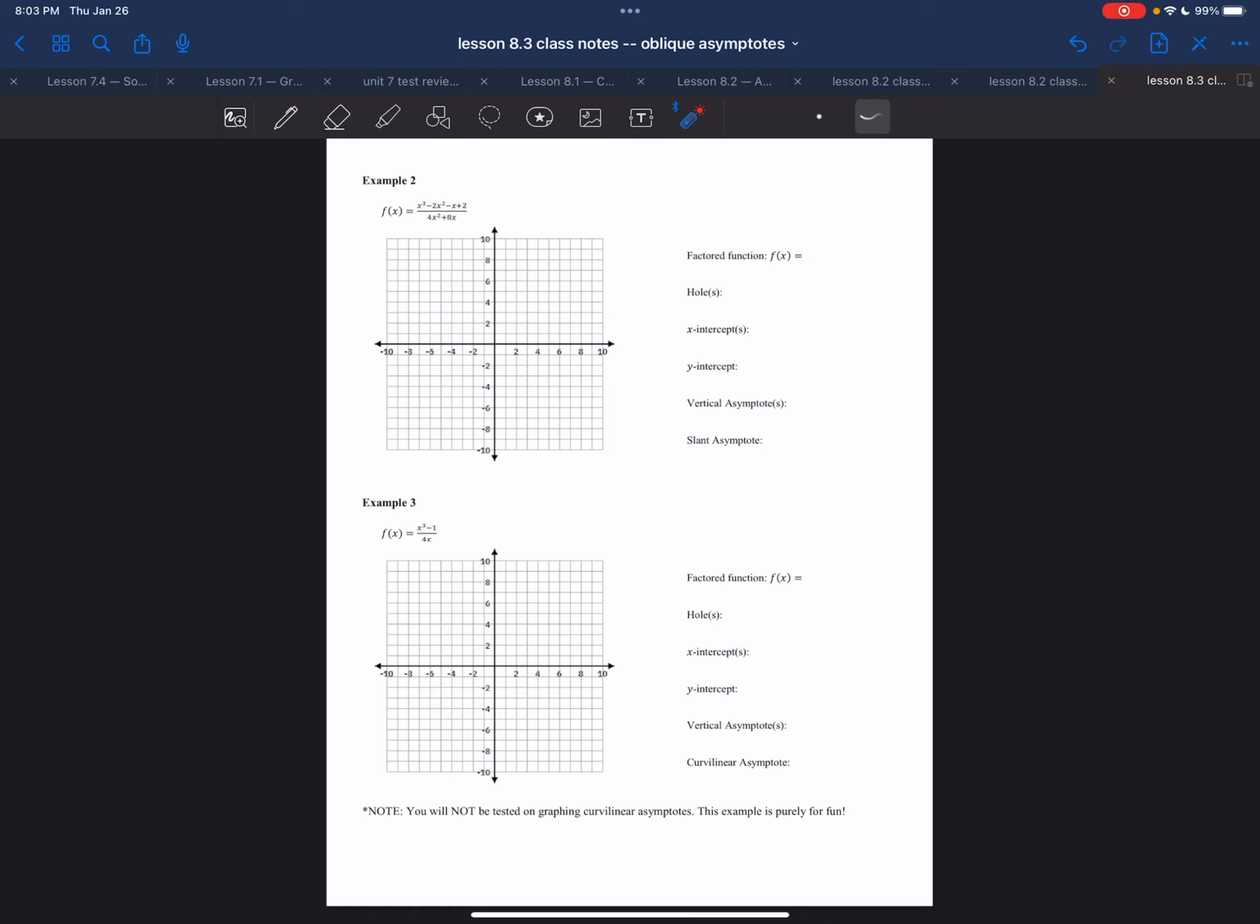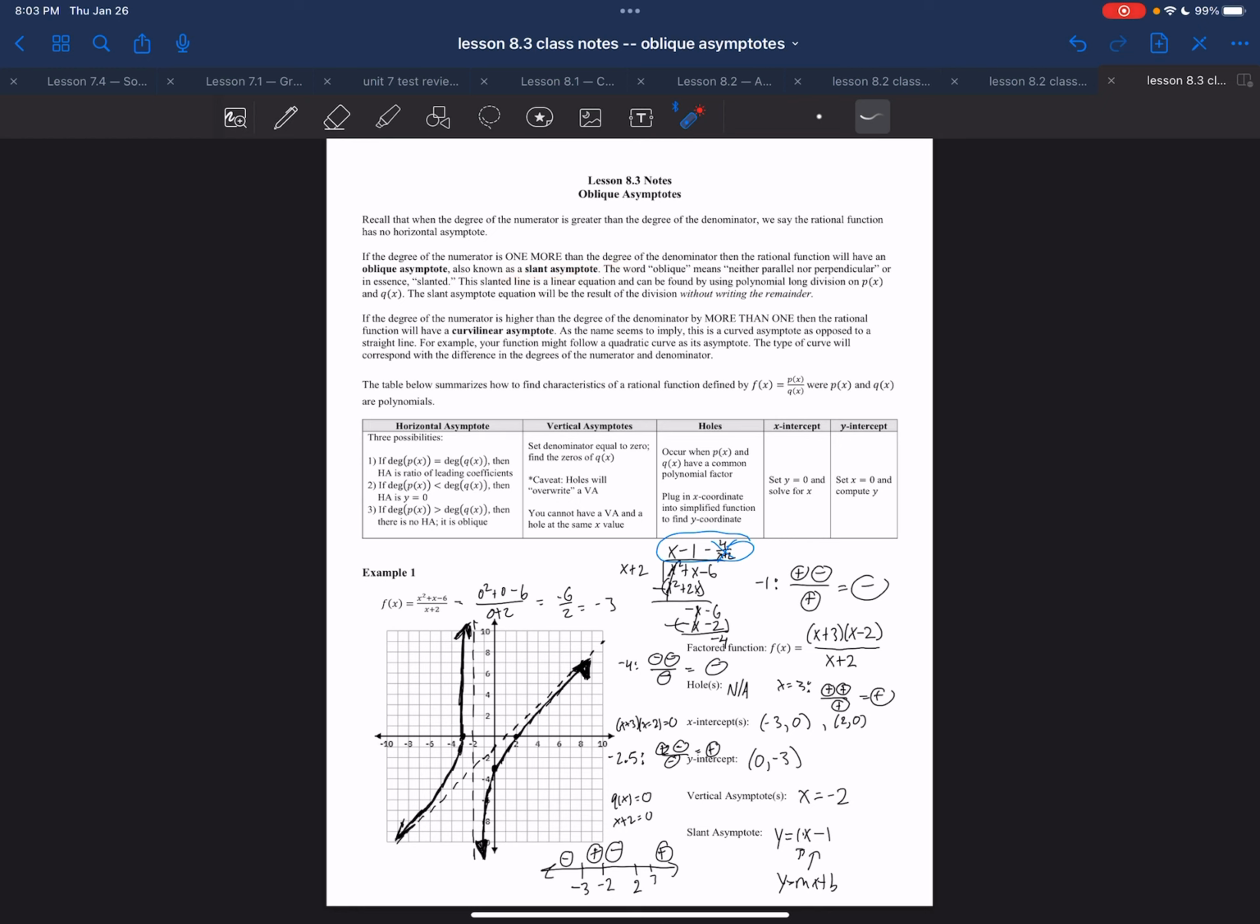The essential essence from the previous video, talking about slant asymptote, using polynomial long division to figure out the slant asymptote equation, and then graphing that thing. That's it. That's all you need to know for class.